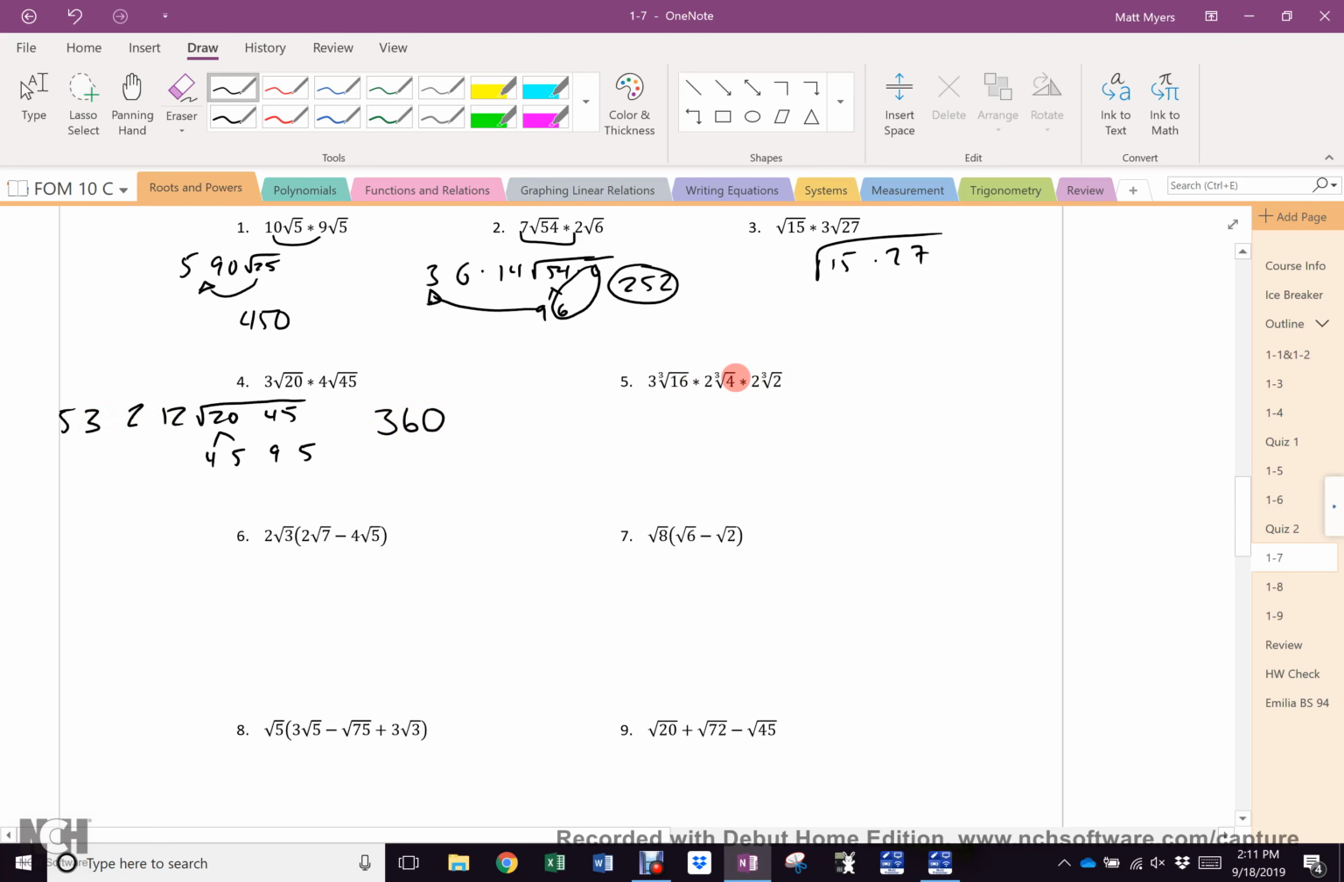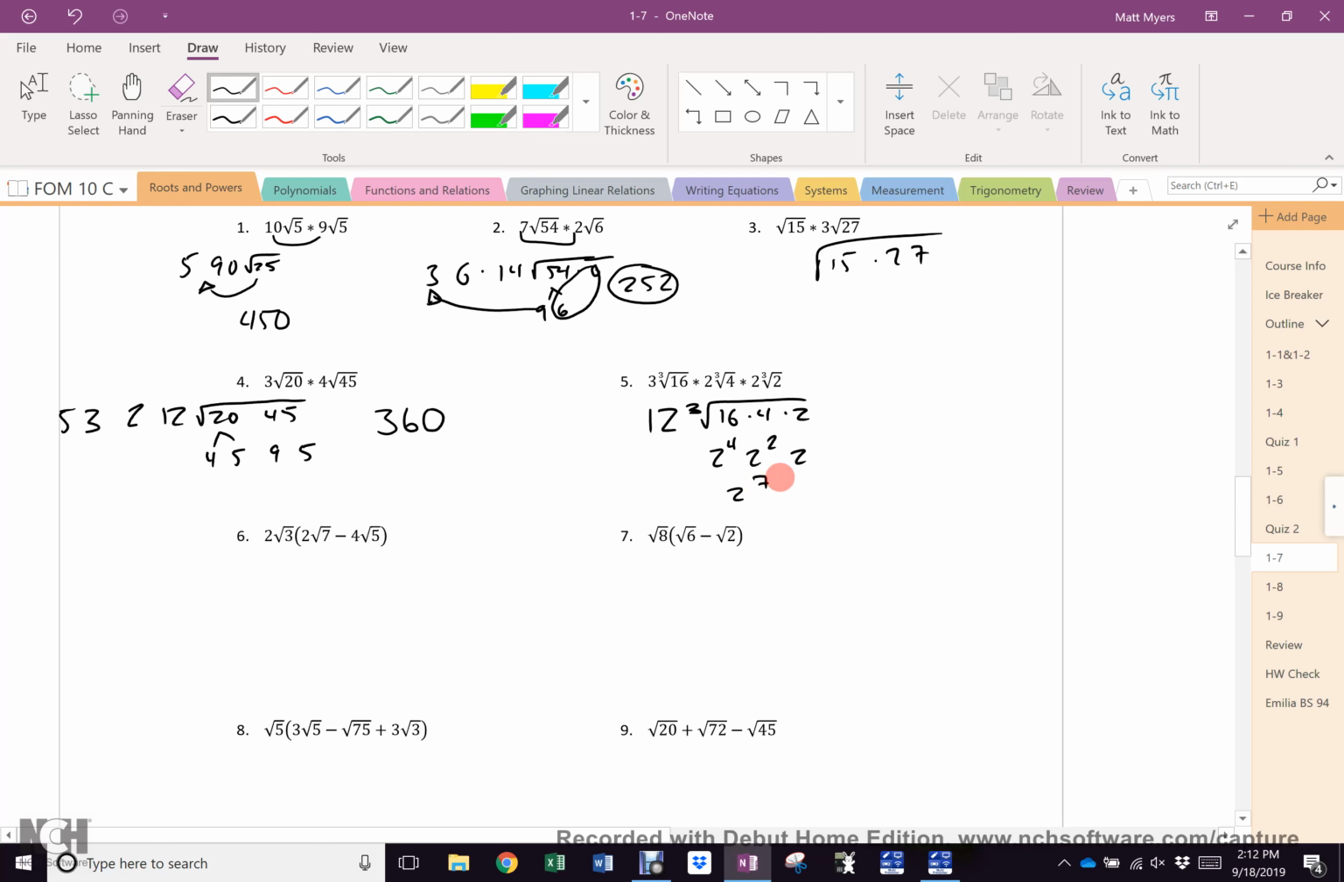What's different here? Nothing, except it's a cube root. 3 times 2 times 2 is 12. Cube root, 16 times 4 times 2. Well, 16 is 2 to the 4th, right? 2 times 2 times 2 times 2. 4 is 2 squared, and then I got another 2. How many 2's is that?